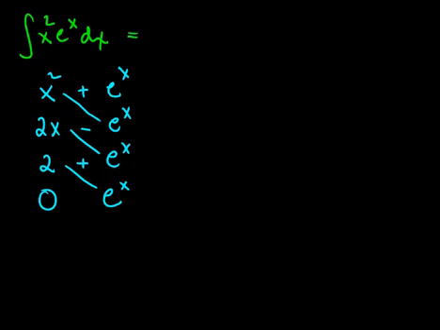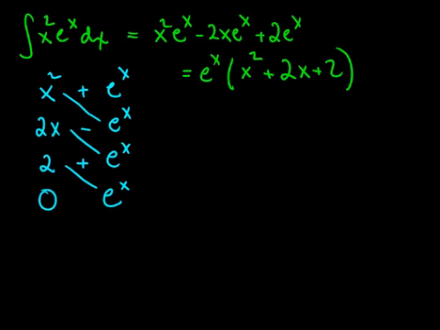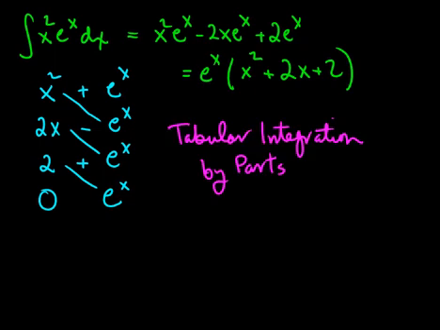And we get x squared e to the x, then minus 2x e to the x, and then plus 2 e to the x. And in the end, if we factor out an e to the x, we would have e to the x times the quantity x squared minus 2x plus 2, and this would be an example of tabular integration by parts. And that'll do it for this problem and this video.